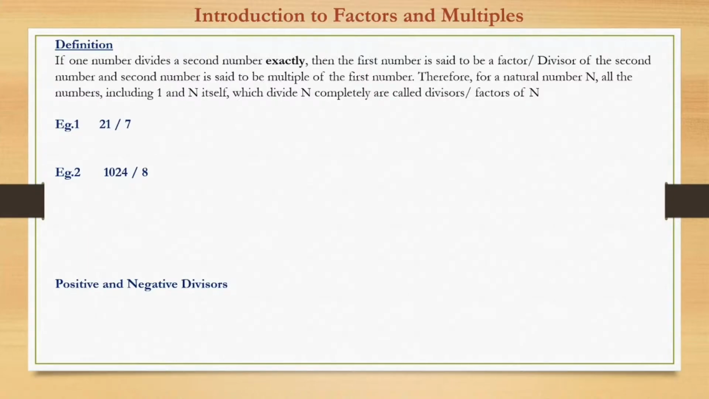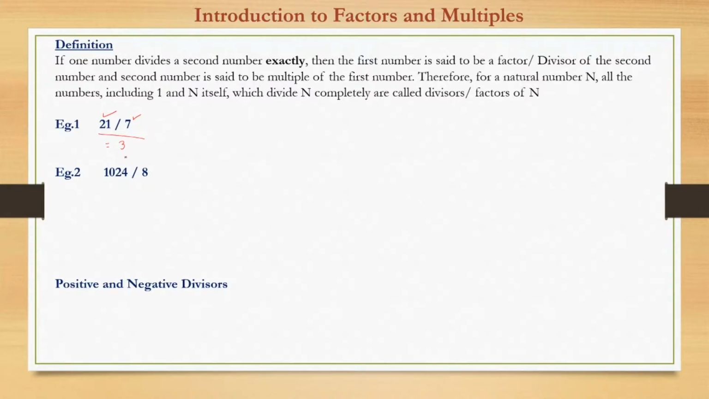Factors are something which divide a number completely. So if one number divides a second number exactly, then the first number is called a factor or a divisor, and the second number is called a multiple of the first number. If we look at this example, 21 and 7: 21 is exactly divisible by 7, so 3 times 7 is 21. Here 21 is called a multiple of 7, and 7 is called a divisor or a factor of 21.